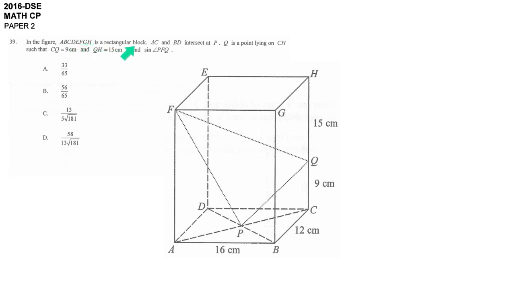There is a rectangular block. This means every face here should be a rectangle and provides lots of 90 degrees. And then they say CQ is 9, QH is 15 cm. We have to find the angle PFQ, the sine ratio of this.